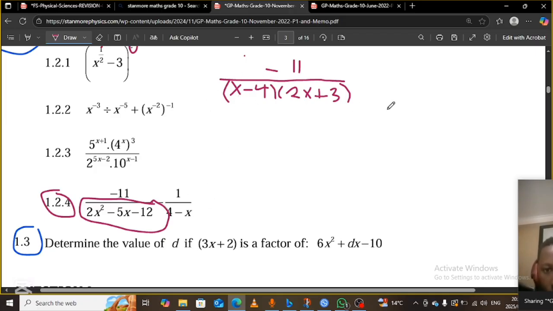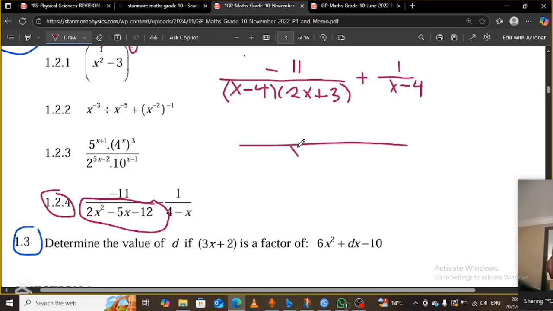And also this one, you have to factorize it. How did you factorize it? I did the negative sign. Positive, so 1 over x minus 4. And then we're going to take out the common factor. What's our common factor? X minus 4. And 2x plus 3.